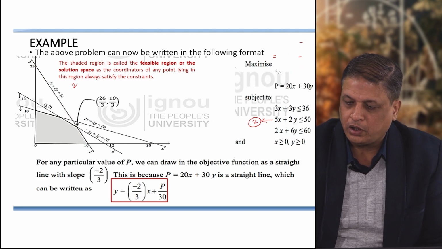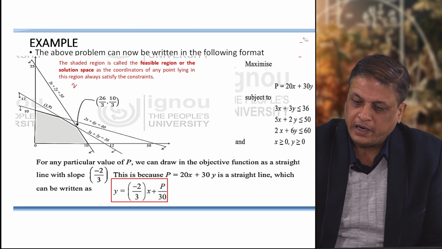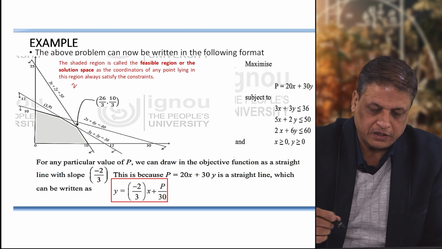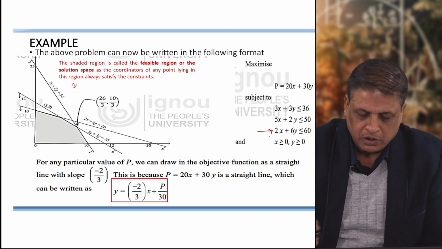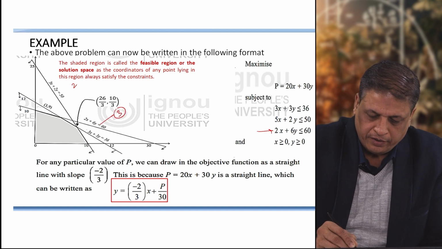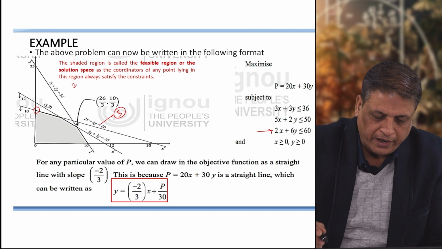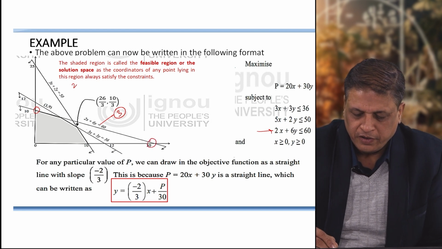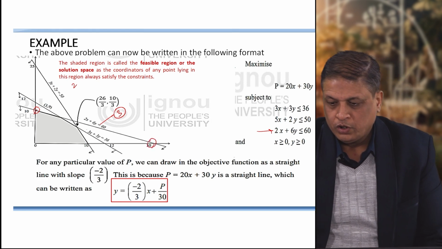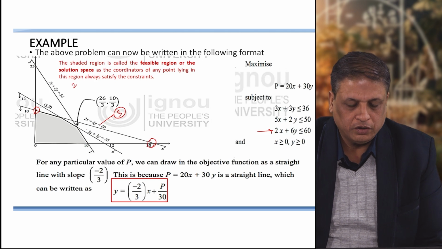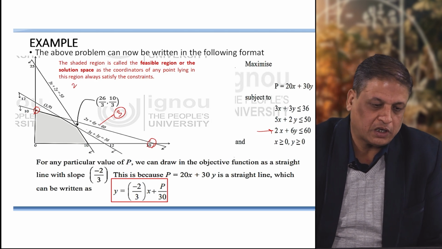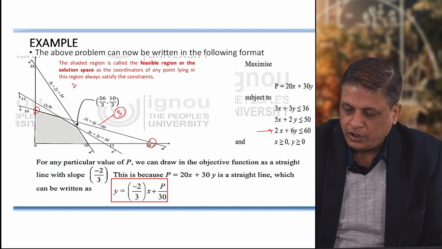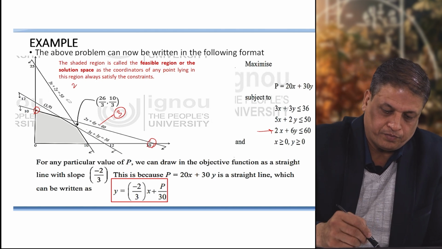Similarly, you can solve the third constraint and get the intercepts for the third line, 2x plus 6y, for which you have got the y intercept as 10 and x intercept as 30. So, we got these 3 constraints, and based on them we have 3 types of lines.